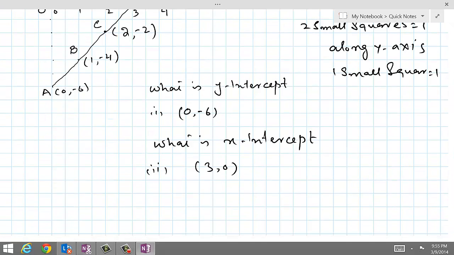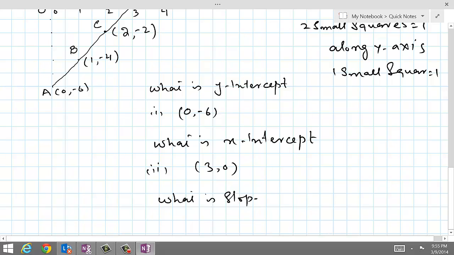And next, a question could be asked: what is the slope of the line? That could be answered this way: take the point A as well as the point B, draw the perpendicular from B and the horizontal line from A. What is x at A, the abscissa? That is 0. What is the abscissa at B? That is 1.